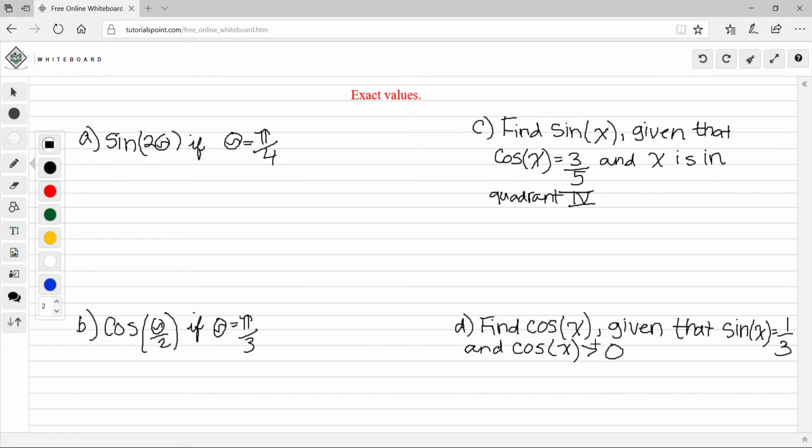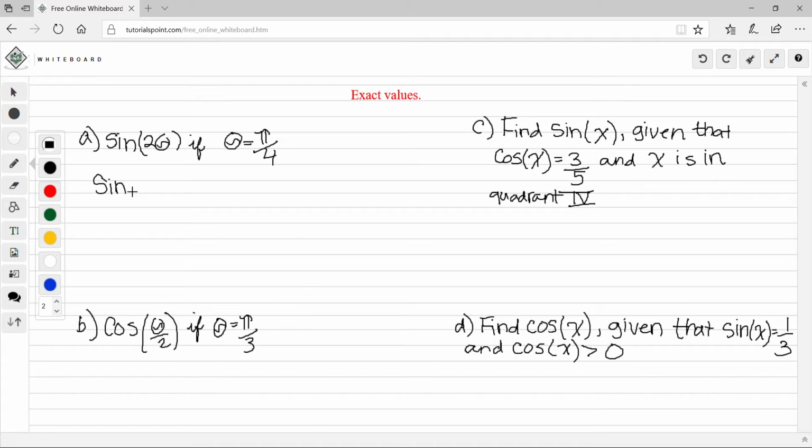This is trig, and we've got to find the exact values. So for part A, we are given sine of 2 theta if theta equals pi over 4, so we've got to find the exact value. This one's not too hard, all you have to do is plug in theta.